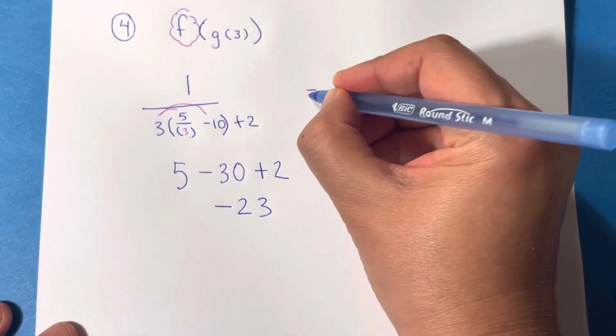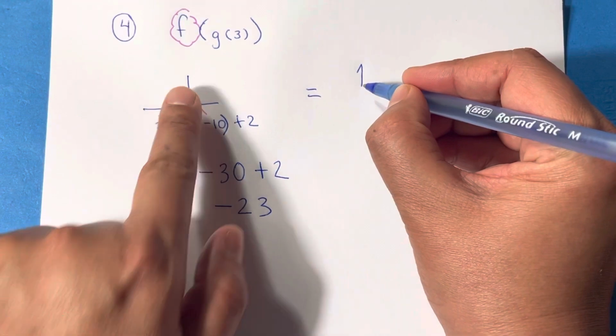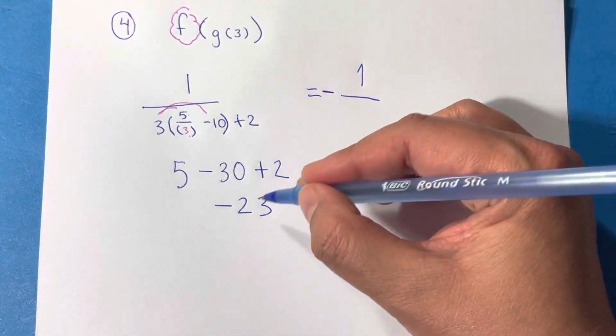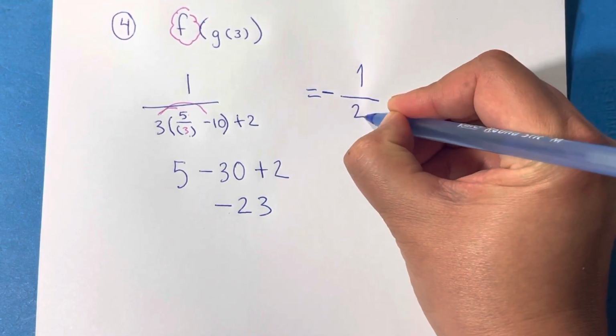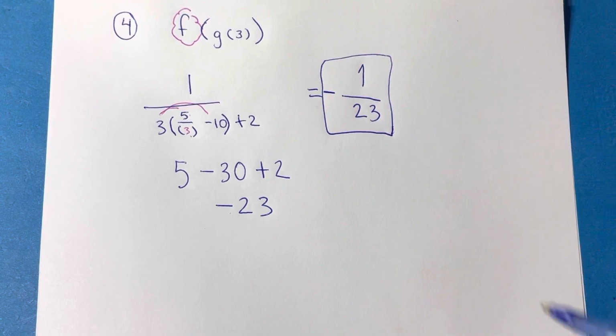So the answer for this embedded function is going to be 1 from here over the negative. We can put it in the middle and the 23 down here. So negative 1 over 23.